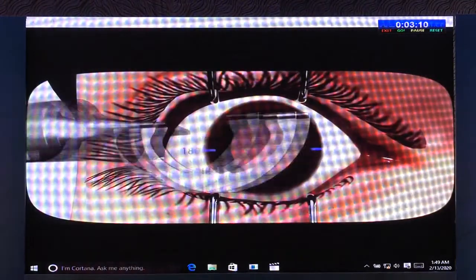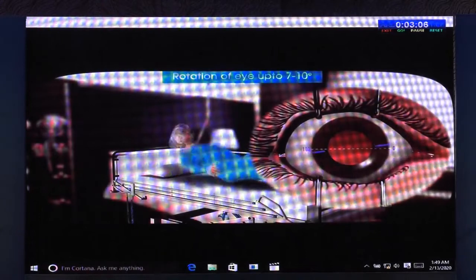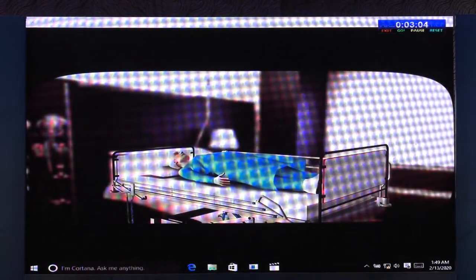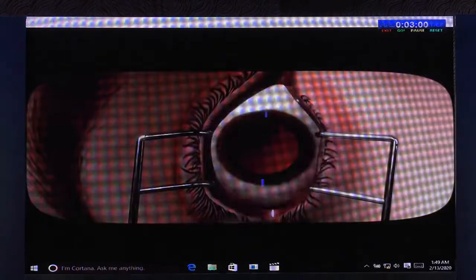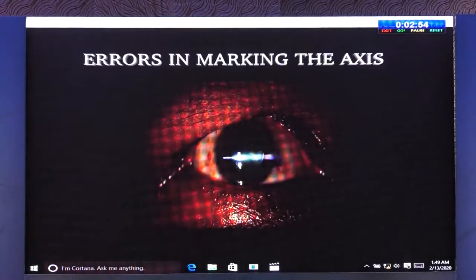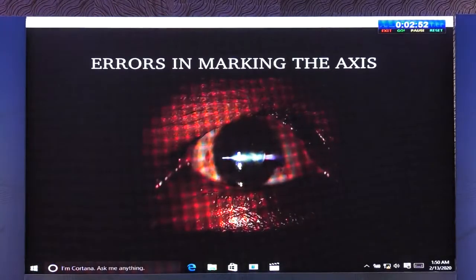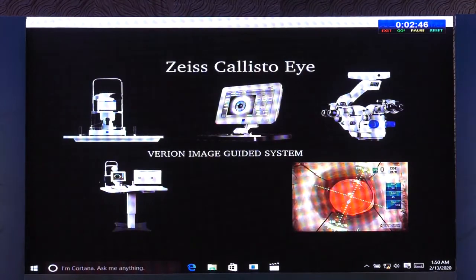Thus, for appropriate toric IOL planning, a 0-180-degree reference axis is marked preoperatively in a sitting position, as the supine position leads to cyclorotation in a range of 7 to 10 degrees. To deal with errors in axis marking, a number of image guiding systems are now available and provide real-time intra-op axis guides for correct IOL implantation.